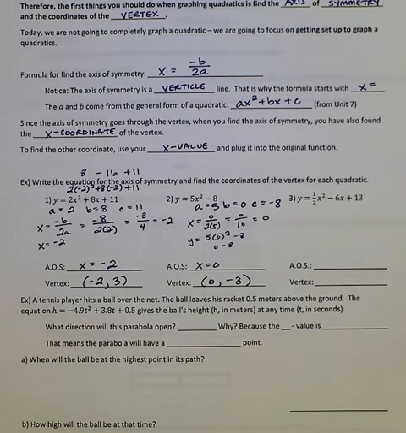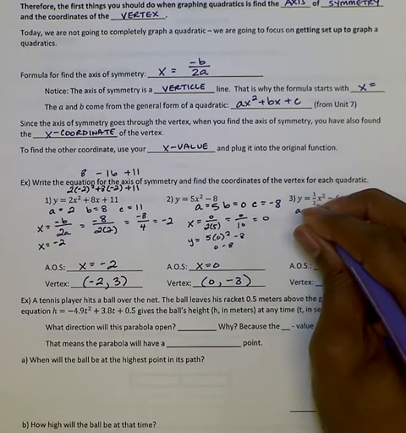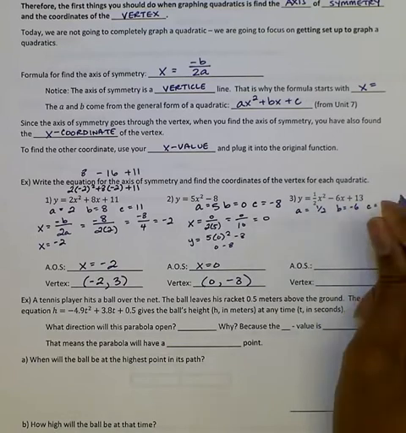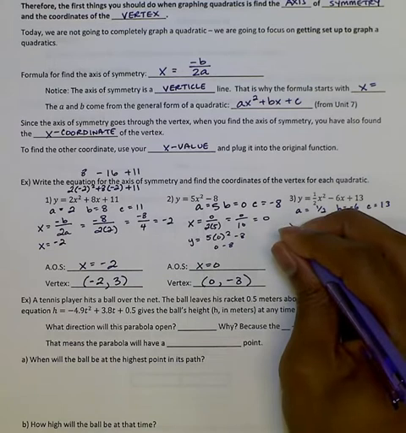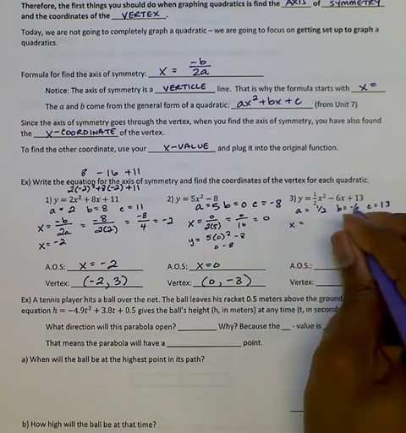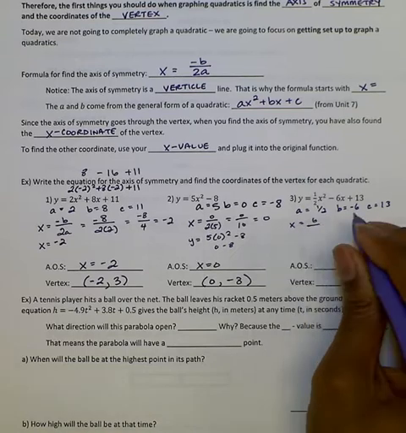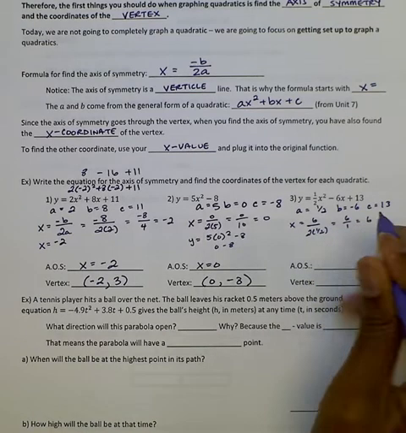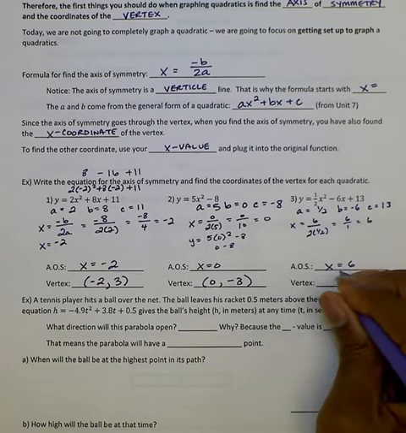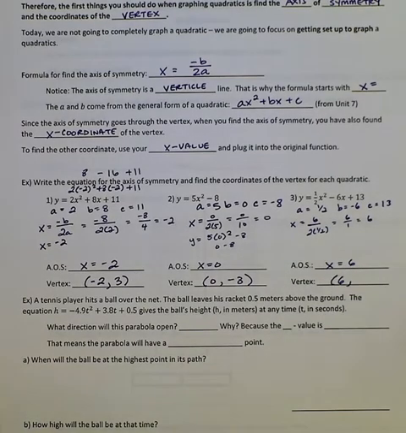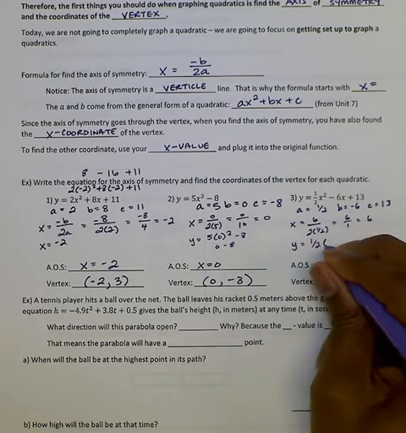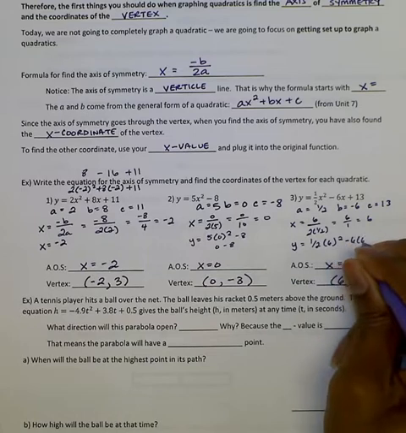Let's do one more. Again, I'm going to identify my A value, which is 1/2, my B value, which is negative 6, my C value, which is 13. Okay, I know my axis of symmetry will be opposite B. So B in this case is negative 6. The opposite B will be positive 6 over 2A, 2 times 1/2. So 6 over 1, which is just 6. X equals 6. That means the x-coordinate of my vertex is 6. And now to find the y-coordinate for the vertex, we plug 6 into our equation. So y equals 1/2 times 6 squared, minus 6 times 6, plus 13.